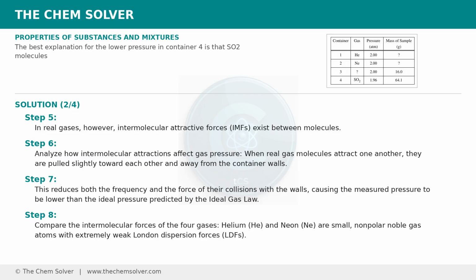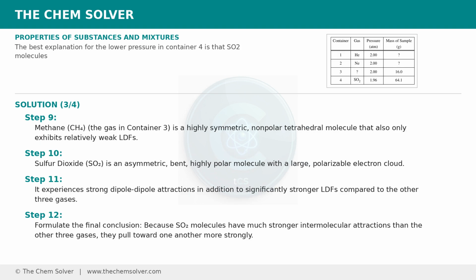Compare the intermolecular forces of the four gases. Helium, He, and neon, Ne, are small, nonpolar noble gas atoms with extremely weak London dispersion forces, LDFs. Methane, CH4, the gas in container 3, is a highly symmetric, nonpolar tetrahedral molecule that also only exhibits relatively weak LDFs. Sulfur dioxide, SO2, is an asymmetric, bent, highly polar molecule with a large, polarizable electron cloud. It experiences strong dipole-dipole attractions in addition to significantly stronger LDFs compared to the other three gases.